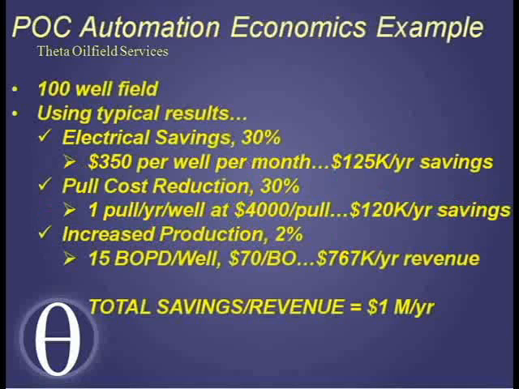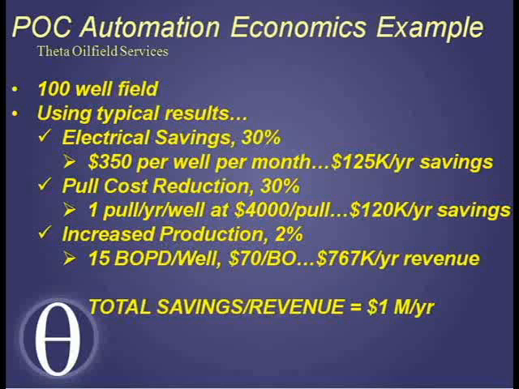Let's just take an example, just to optimize. And I know a lot of you guys in here, you already use automation, so you've already justified this stuff. But just to give you an example, if you look at just a 100-well oil field, just you had 100 wells in a field, and you got some of these typical results, like 30% electrical savings, 30% pull cost reduction, just a 2% increase in production. These are some of the numbers that would play out. We're looking at just wells that produce 15 barrels of oil per day at $70 per barrel of oil. And you can see these three major components here, and they add up to about $1 million in potential either savings or enhanced revenue from those opportunities.